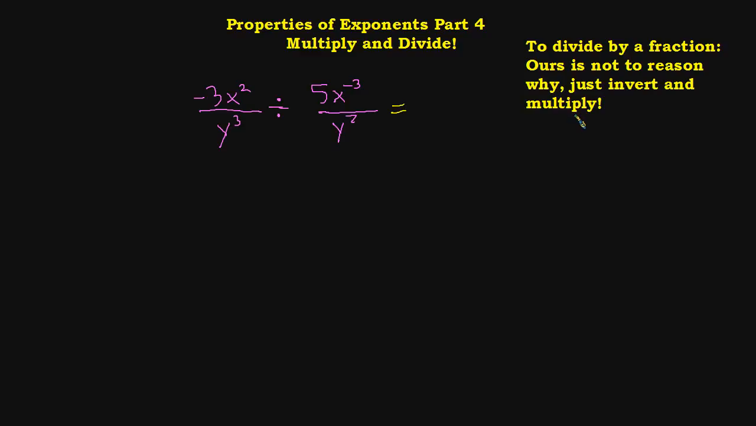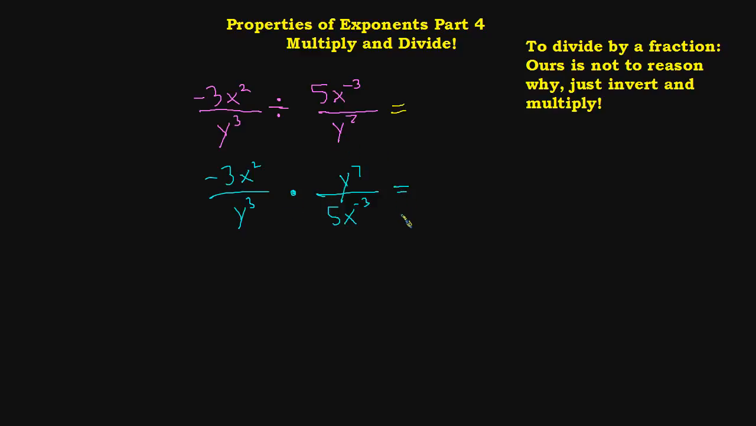Well, in these days, we definitely want to try to reason why as best we can, but certainly if we're going to divide by this fraction, all we got to do is flip this over and change that to multiply. So just invert and multiply. So -3 x squared, we leave the first fraction alone. And the second fraction we flip over, y to the 7th, 5 x to the -3, and then change the divide to multiply. Ours is not to reason why, just invert and multiply. We inverted and we're multiplying.